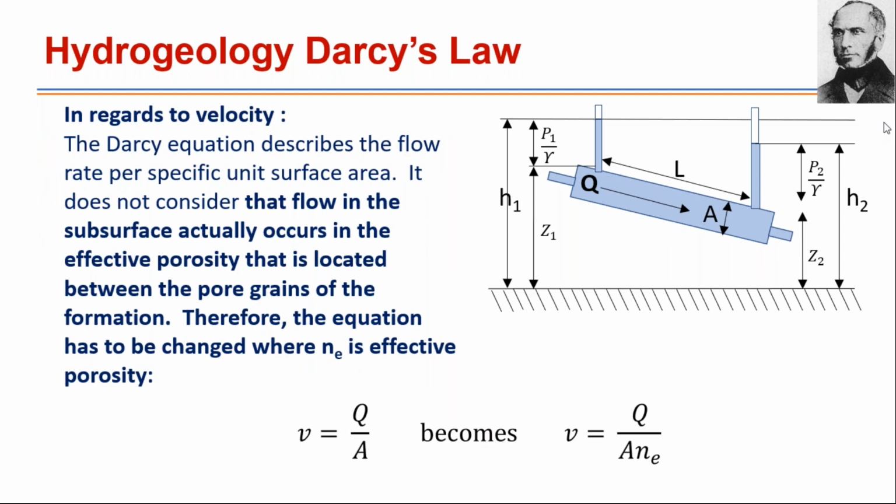Now, in regards to velocity, as I said, the Darcy equation really describes the flow in a tube. So we understand that flow in the subsurface really doesn't occur in a tube. It occurs in the porosity between the pore grains. There's a portion of that which is the effective porosity, or where most of the flow occurs. So basically, you take the V, Q over A, and because the area for flow is less, you divide it by the effective porosity, which is a percentage.